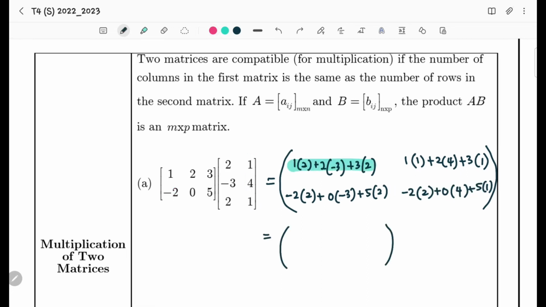Now all we need to do is simplify the matrix. Okay, so this will be 2 and then this one will be 12. So this one will get 6 and this one is 3.